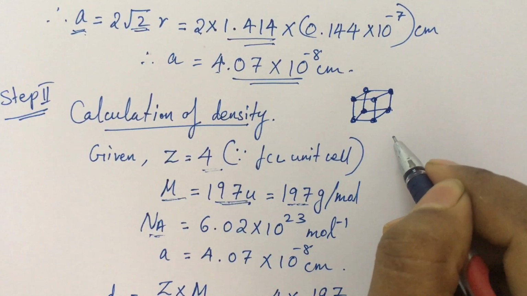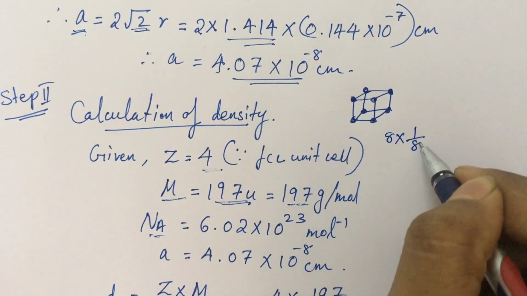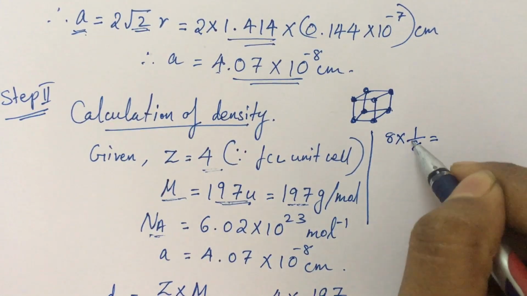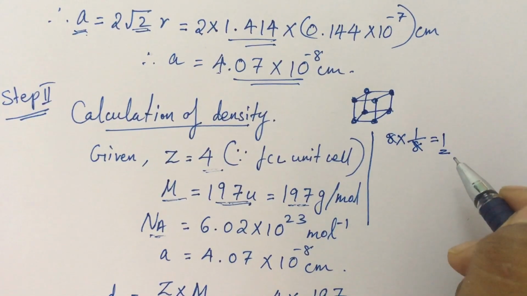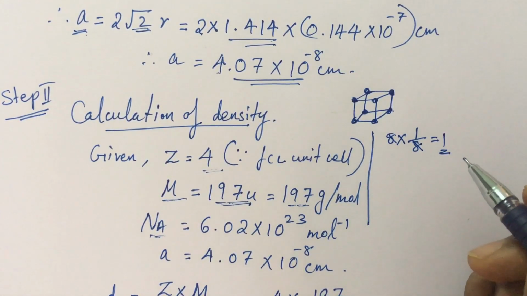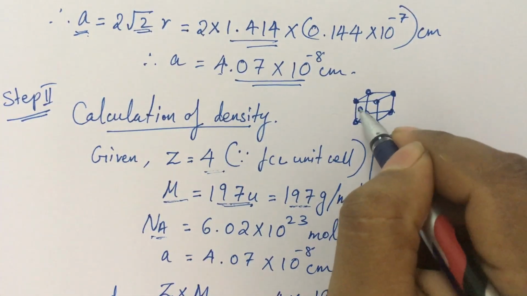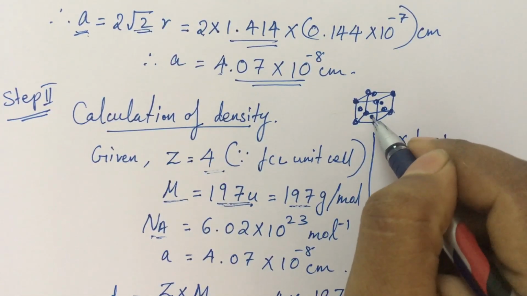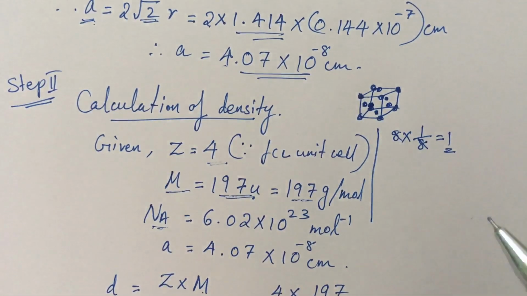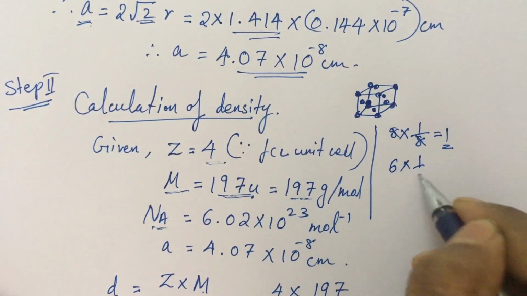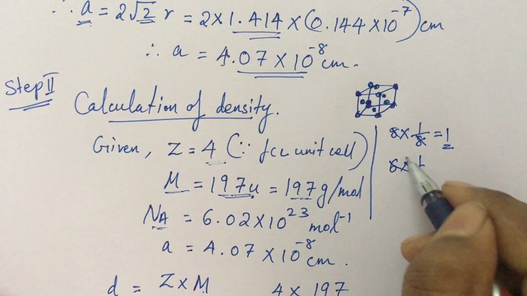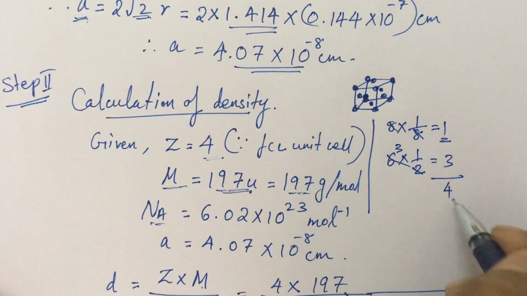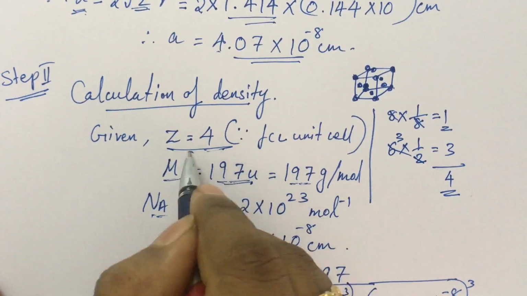So all the corners, that is 8 into 1 by 8 portion is there, correct? That is 8 into 1 by 8, cancel this, we get 1. And in faces, there are 6 faces, 1, 2, 3, 4, 5 and in the front, 6 faces are there. So 6 into 1 by 2, you cut these 2, you get 3. So therefore total is 1 plus 3 is 4. So that's how we get Z is equal to 4.